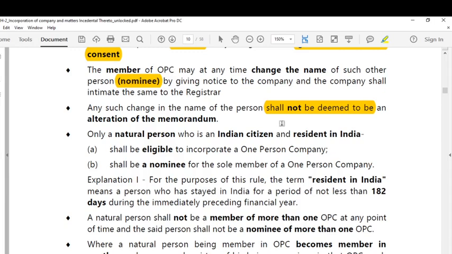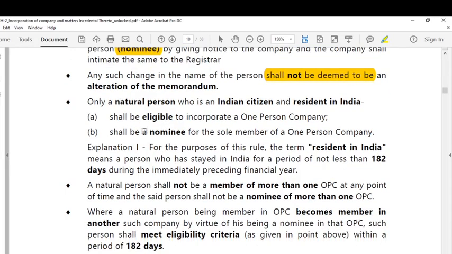And in both the situations, there is a change in the memorandum. However, that shall not be deemed to be an alteration of the memorandum. So that is the fourth special provision in case of a one person company. So in normal understanding, what we understood is that if there is any change in the memorandum of association or clauses to it, we consider that as an alteration of the memorandum. When it comes to a one person company, the change of the nominee, either by the nominee himself or by the member of OPC, will not amount to alteration of the memorandum of association.